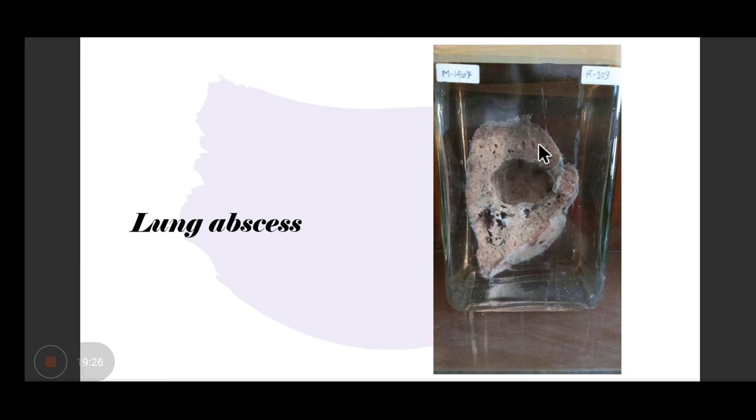You'll find pus. Then organisms associated with that, again Haemophilus. It can be Klebsiella. Gram-negative bacteria are the most common in any type of infection in India. So you can find multiple abscess formation. There are many small ones and also one big one. You should know the complications of lung abscess and causative organisms. That's it.